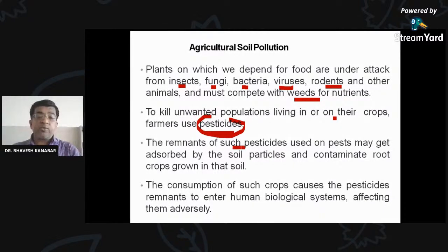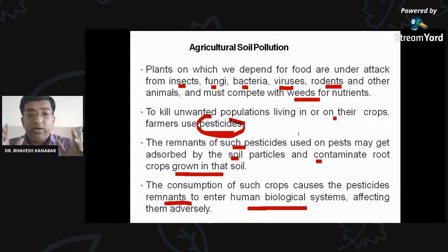And remnant of such pesticide used for pest may get absorbed by the soil and contaminate the root crops grown in the soil. So consumption of such crop causes pesticide remnant to enter the human biological system. So this pesticide not only kills the microorganisms as well as insects, but they get absorbed into the soil, they get absorbed into the plants, and they get absorbed into the fruits or vegetables that we are eating.